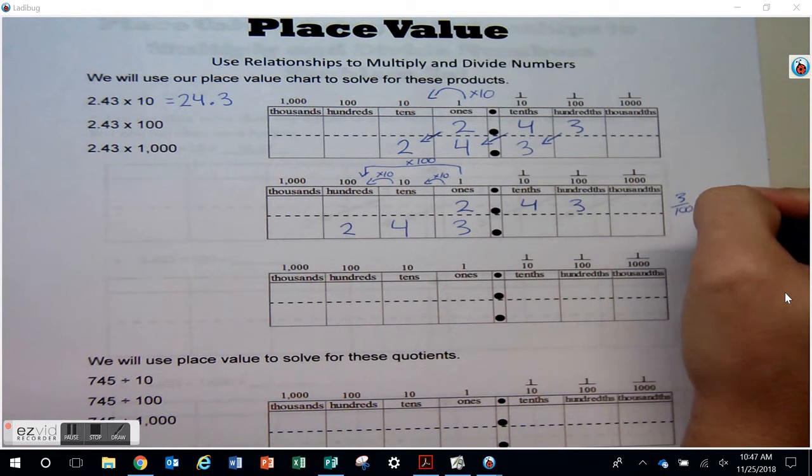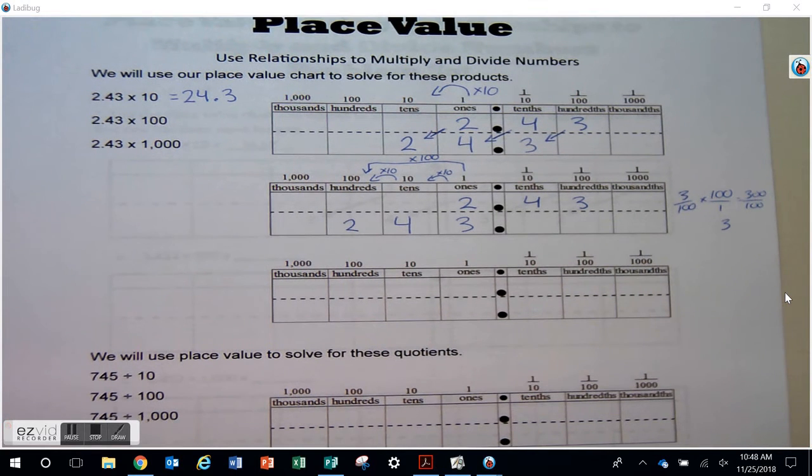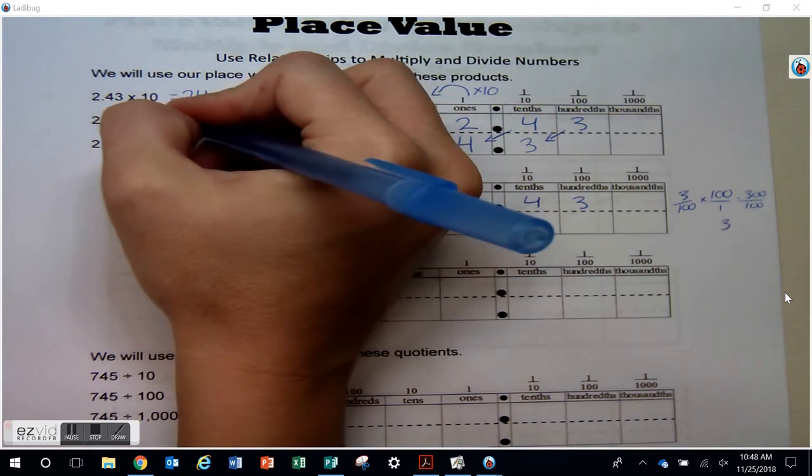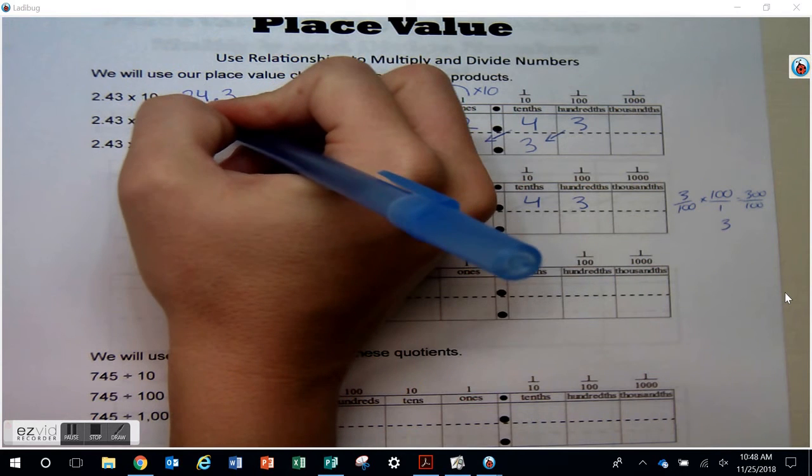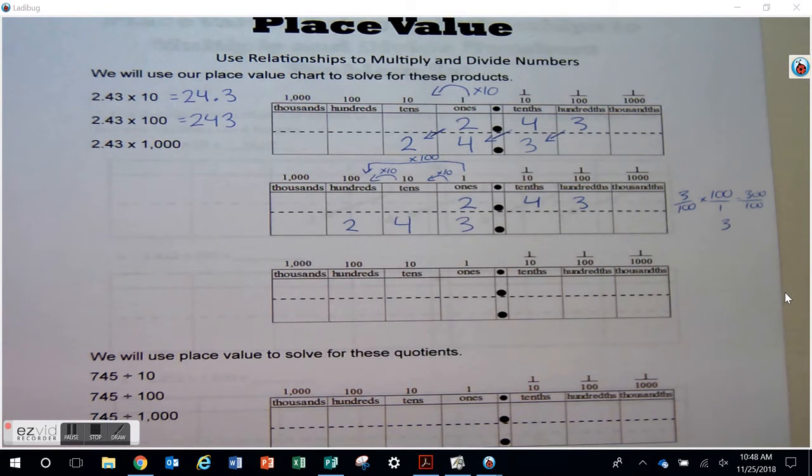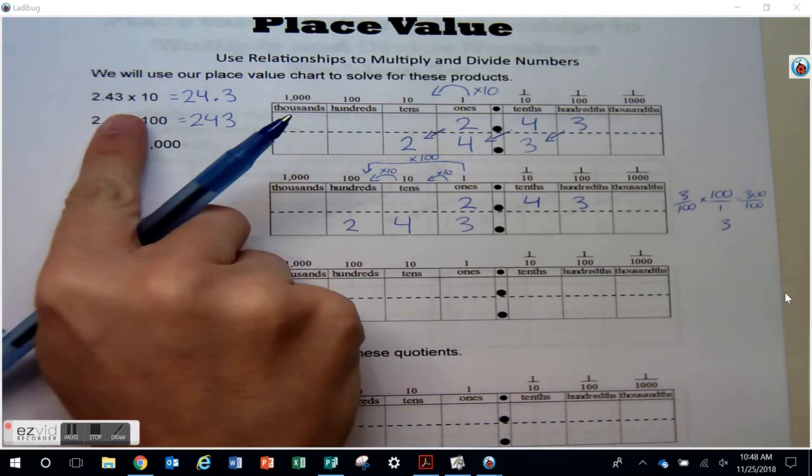So here we have 243 as our answer. Let's check it again with that whole number. The 2 times 100 gives me 200. Again, I'm pretty close to that.